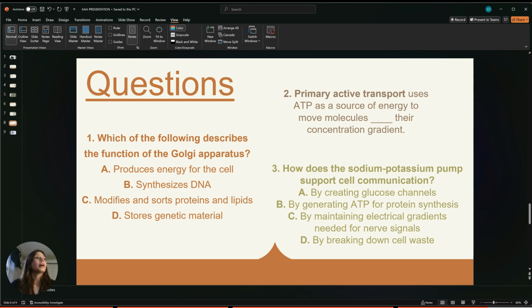2. Primary active transport uses ATP as a source of energy to move molecules blank their concentration gradient. 3. How does the sodium-potassium pump support cell communication? By creating glucose channels, by creating ATP for protein synthesis, by maintaining electrical gradients needed for nerve signals, or by breaking down cell waste.